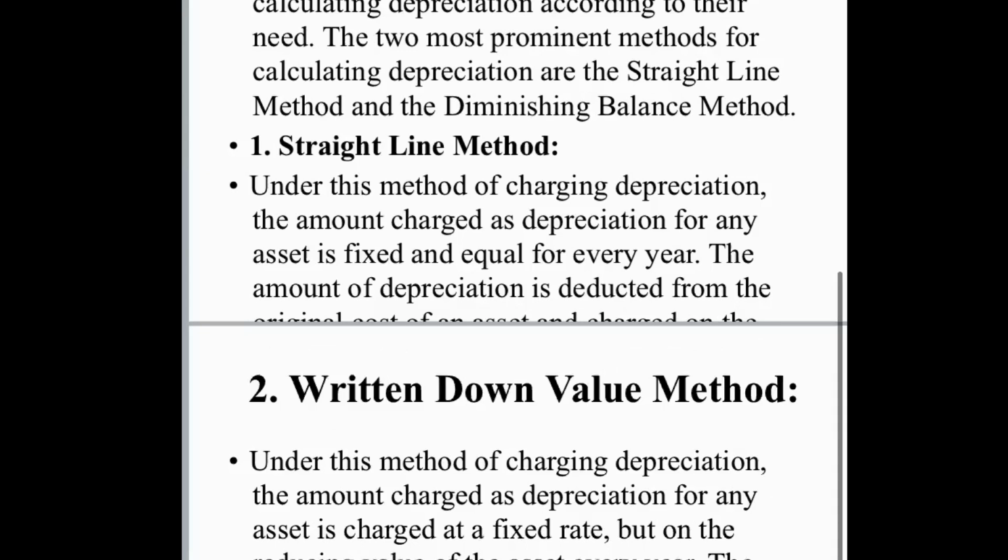Next question they'll ask you: how many methods of depreciation are there? There are two types: straight line method and reducing balance method. In the straight line method, every year you calculate the same amount of depreciation and keep it aside. In the reducing balance method, every year you calculate the price of the car freshly, and on that fresh price you deduct some 10% or 20%.